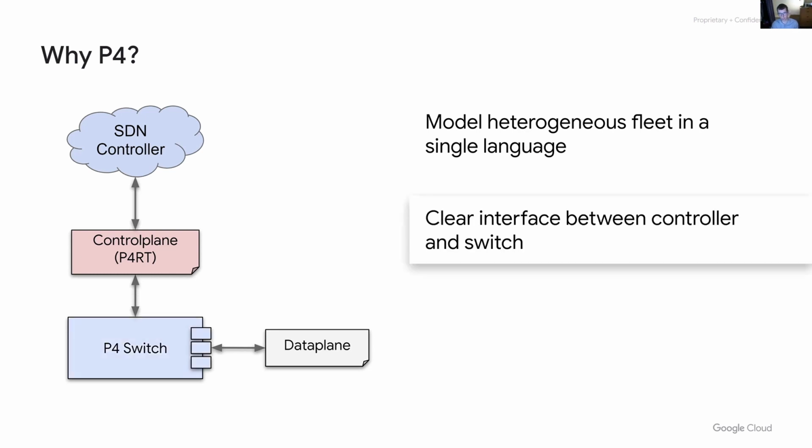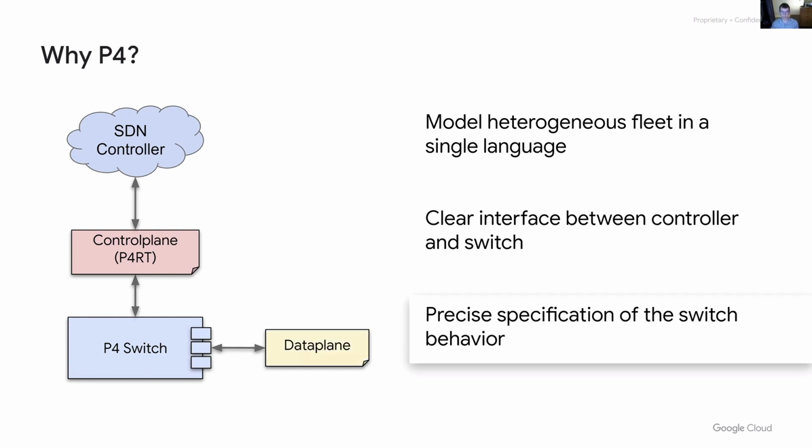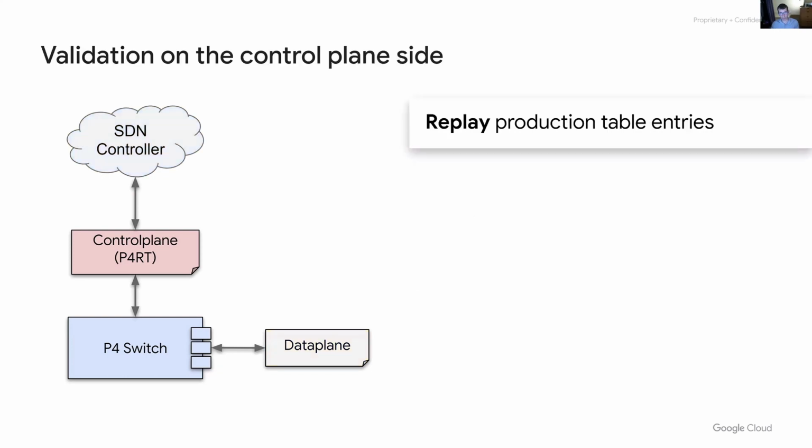So the second point is precisely that. Basically, P4 Runtime provides this very clear interface between the controller and the switch. And it makes it very clear what kinds of operations are allowed by the controller and what kind of tables you can program and so on. And then lastly, we also get a very precise specification of what the switch is supposed to do, which really helps with validation. And I want to talk a little bit more about what we do using P4 to validate the various aspects of our system.